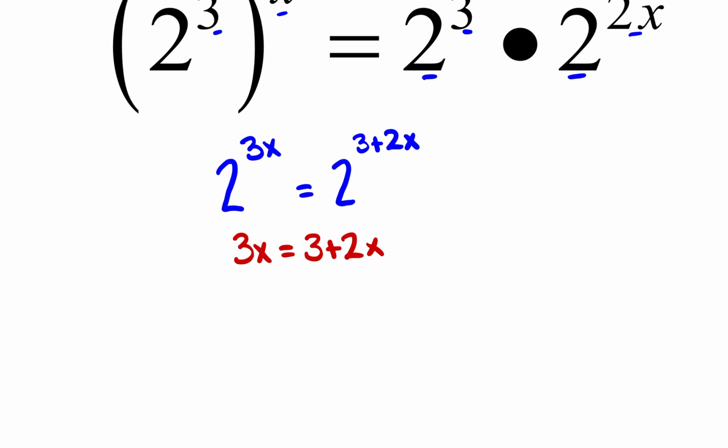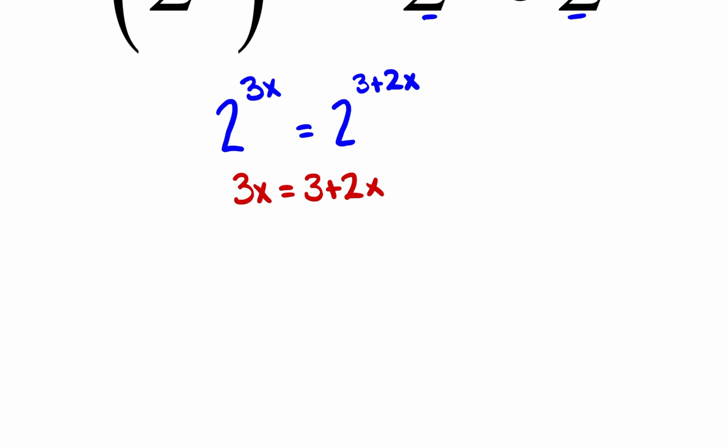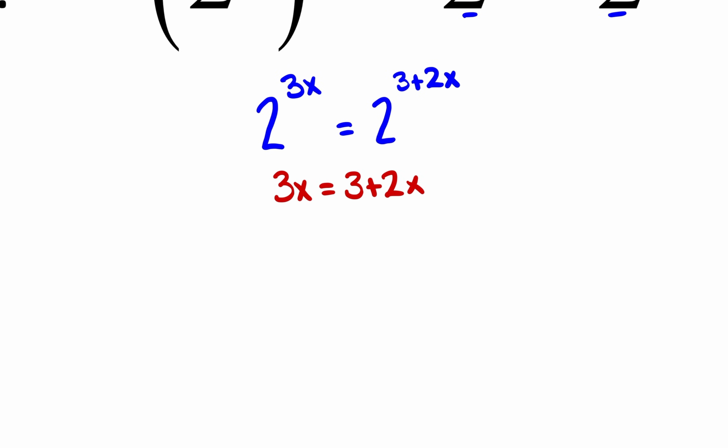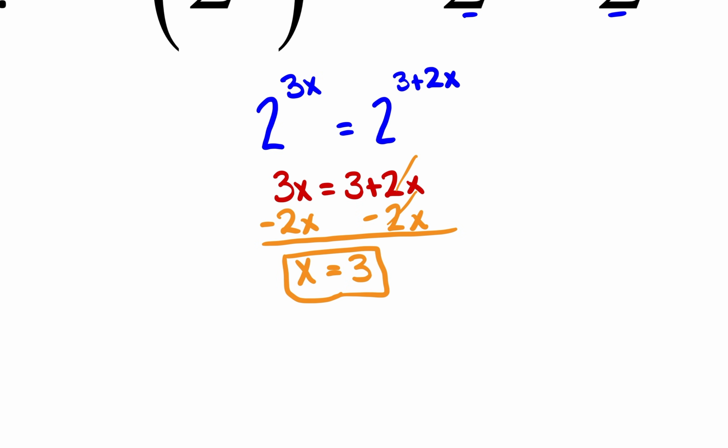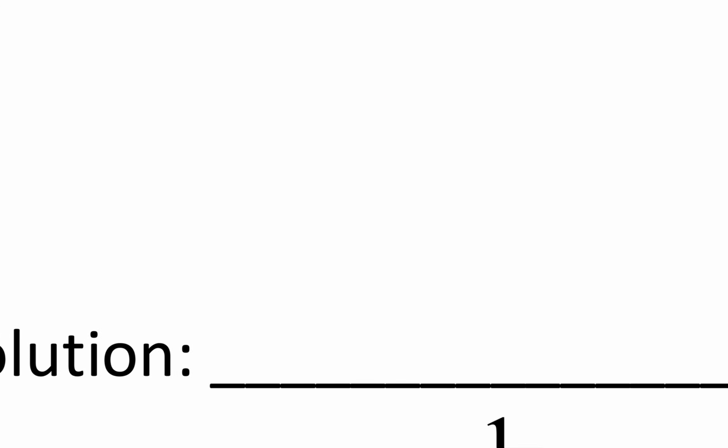I will then move all the variables to the left-hand side and solve for x. So I do minus 2x, minus 2x. On the left-hand side, 3x minus 2x is going to leave us with x, equals. On the right-hand side, the 2x's cancel out, and I'm left with 3. So the solution is x equals 3. Moving on to question number 4.